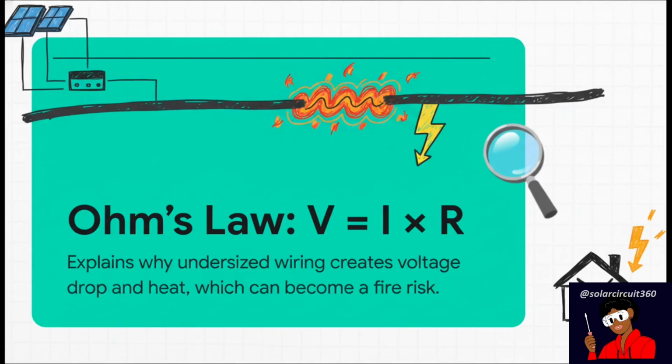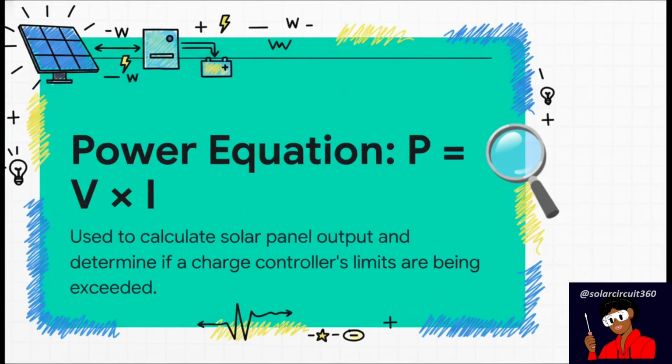It explains why you lose power over a long wire, that's voltage drop, and more importantly, why that wire gets hot. Keep that heat part in mind, because it's going to come back in a big way later. Next, we have the power equation. P equals V times I. This is how you figure out how much juice your panels are actually producing and what your controller can take. It's the simple math that turns volts and amps into the watts you see advertised everywhere.